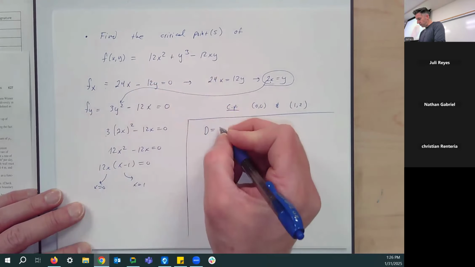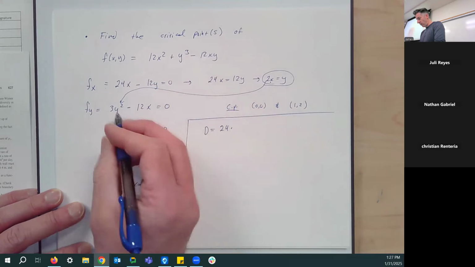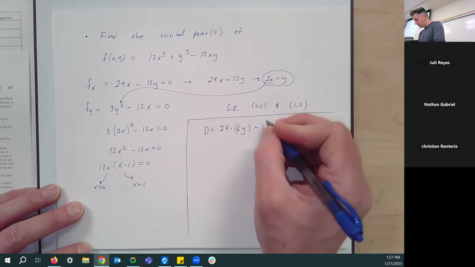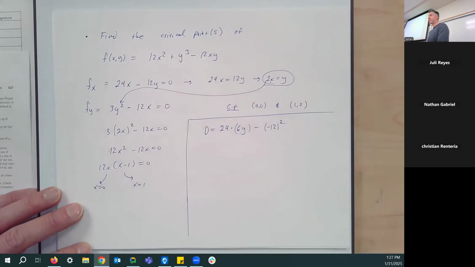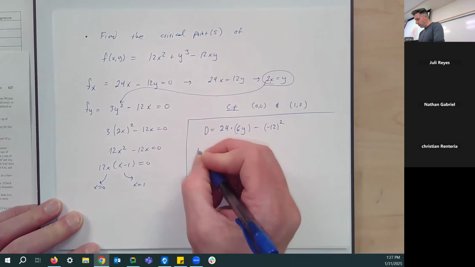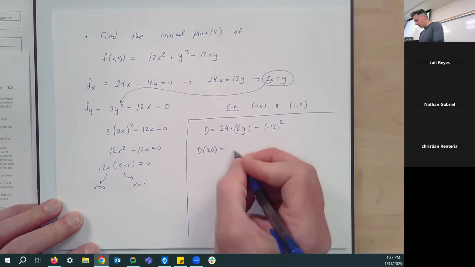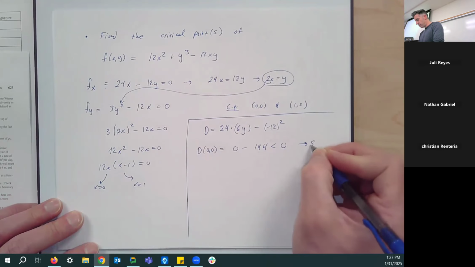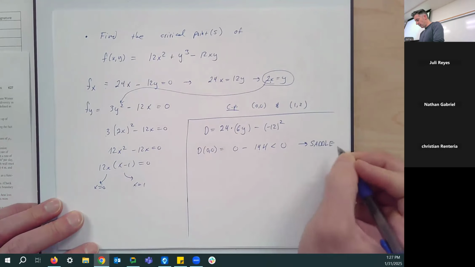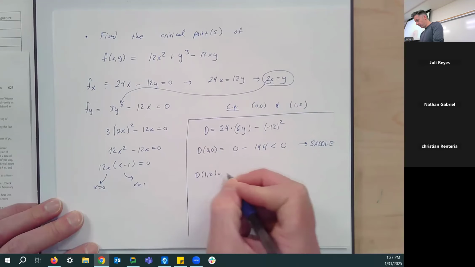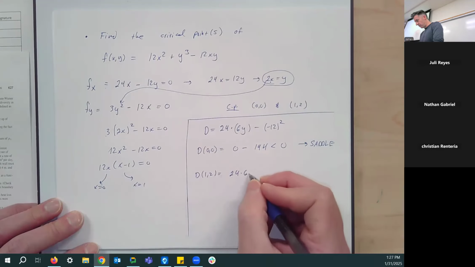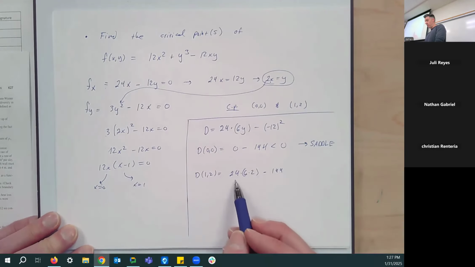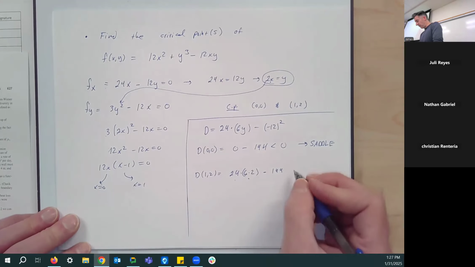Capital D is equal to fxx, which is 24, times fyy, which is 6y, minus fxy squared, which is going to be negative 12 squared. Okay, so if we plug in (0, 0), D of (0, 0) is going to be 0 minus 144, which is certainly negative, so we have a saddle. And then if we plug in (1, 2), we're going to get 24 times 6 times 2 minus 144. It's 24 times 12, which is certainly bigger than 12 times 12. So this is definitely going to be positive.